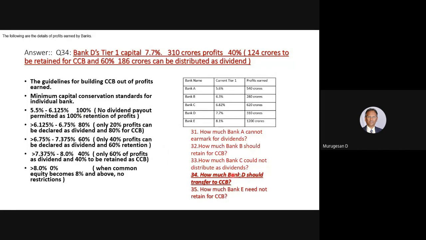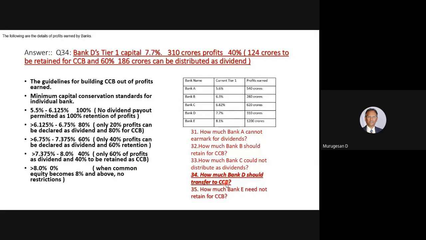You see the fourth question, 34. How much should bank D transfer to CCB? The question is now different. Which category does bank D come under? They are having 7.7% capital. This question was asked in one year. 7.7 means it comes under this slab. Only 60% of the profit as dividend, 40% to be retained as CCB.